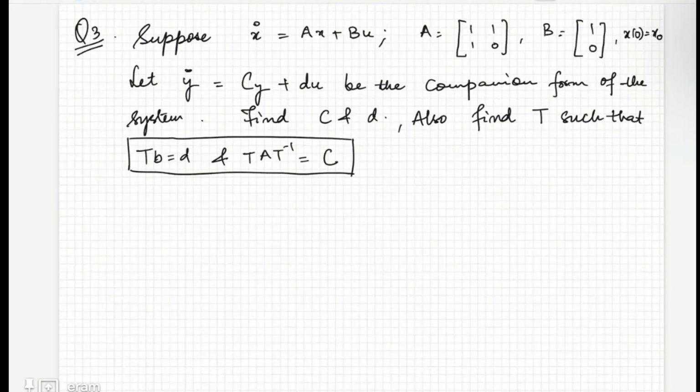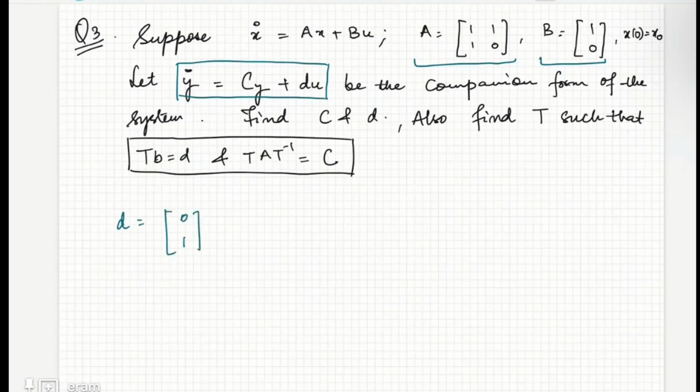Since it is given that this system of Y is the canonical form of the original system, we need to first find the characteristic equation for the matrix A. The canonical form for the B matrix we already know, so D we can write directly, it comes as [0 1], and C we can find using the characteristic equation of A.